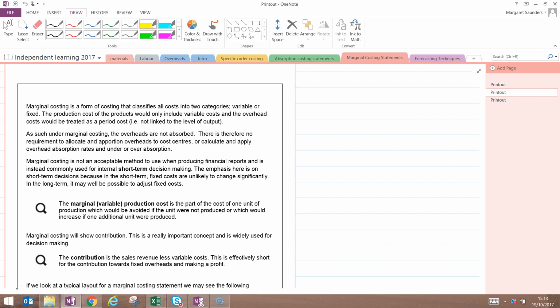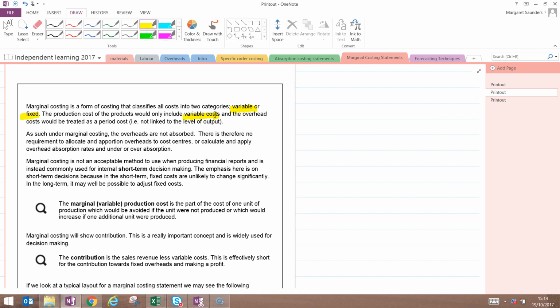Well, it's another form of costing, and it classifies all costs into two categories. It will consider costs to be either variable or fixed. Within marginal costing, when we work out the production cost of the products, we only include the variable costs. The overhead costs we treat as a fixed cost in the period in which it's incurred. So in other words, it is referred to as a period cost.